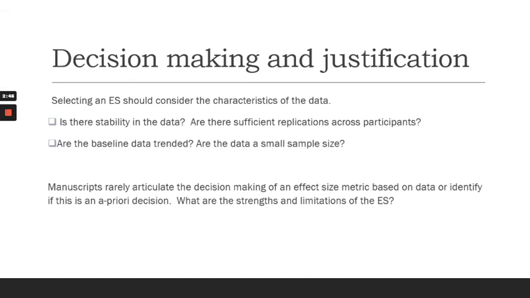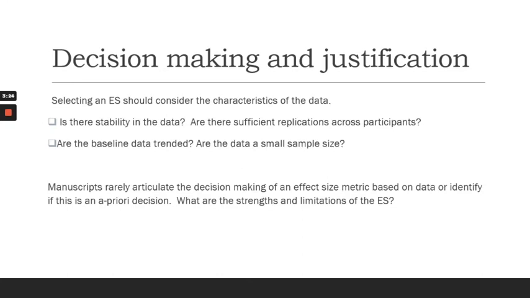Selecting an effect size should consider the characteristics of the data. Is there stability in the data? Are there sufficient replications across participants? In these conditions, a between-case standardized mean difference might be a really viable option. But what about if the baseline data are trended, or if the data reflect a very small sample size, or if the designs include things like alternate treatments, or multiple baseline designs across behaviors or settings? These may or may not fit with all of the effect sizes that are currently available.